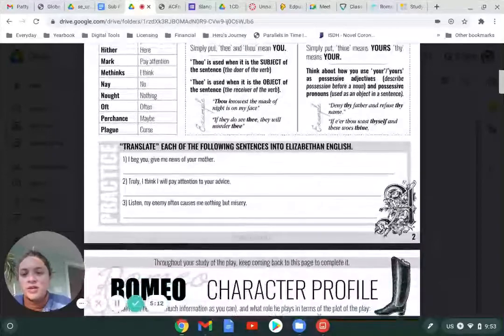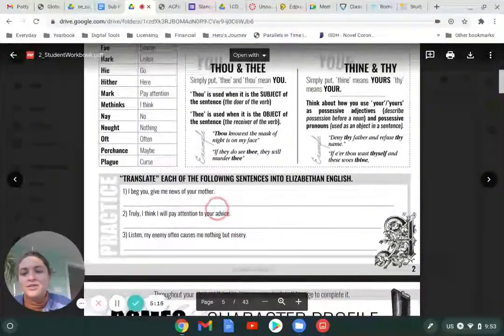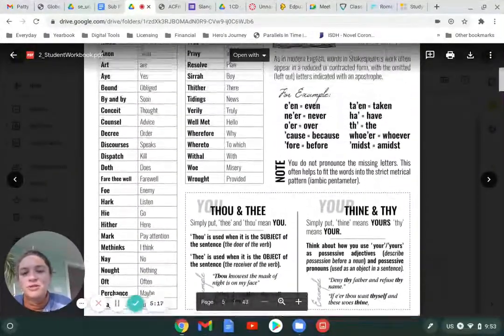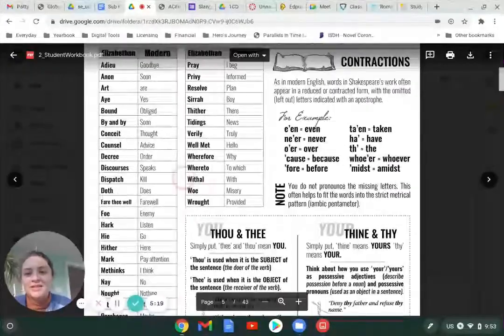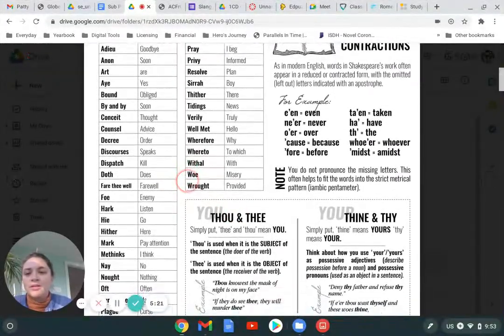But pay attention to these. You guys are going to actually answer these questions in your little quiz here. You're going to do some translations just like you would do in a foreign language class, and have a little bit of fun with this Elizabethan language. But don't forget these words, okay?